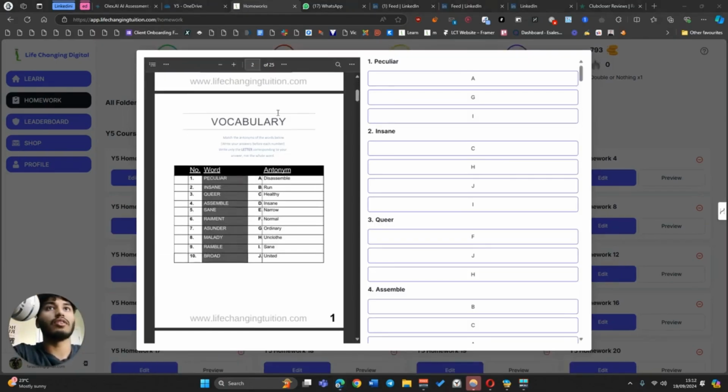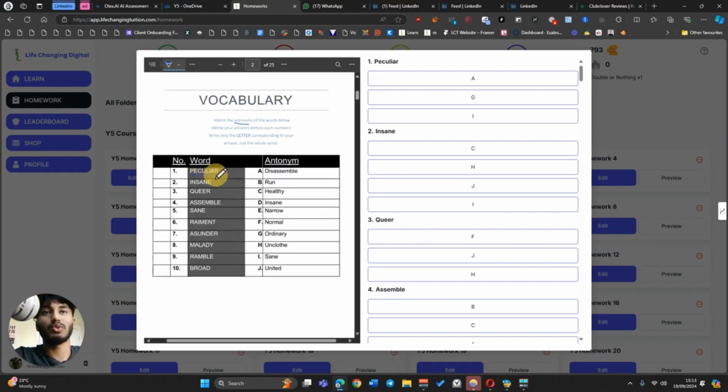Let's get into the first section. We've got vocabulary questions here. So what it says is match the antonyms of the words below and write only the letter corresponding to the answer. So match the left to the antonym basically.